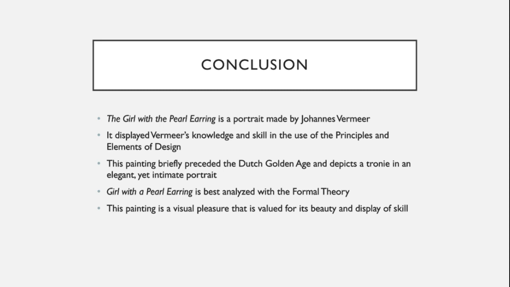Girl with a Pearl Earring briefly preceded the Golden Age and depicts a tronie, or an imaginary person or character used in art, in an intimate portrait. Furthermore, this painting is best analyzed with the formal theory because it was created to be enjoyed for its beauty and appreciated for its design. In conclusion, The Girl with the Pearl Earring is a visual pleasure that is valued for its beauty and display by Vermeer.